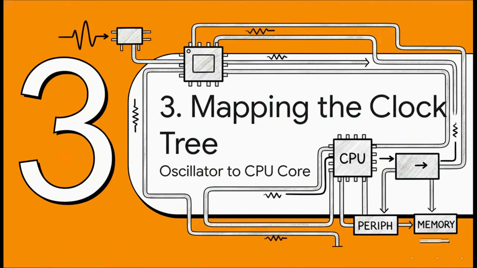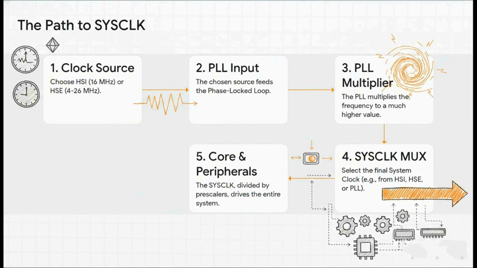All right, so we've picked our clock source. Now what? How does that little pulse get all the way from the oscillator to the CPU and all the other peripherals? Well, for that, we need to look at the clock tree. Just think of it as the plumbing diagram for all the timing signals inside the chip. So let's follow the signal's journey. It all starts with our source, either HSI or HSE.